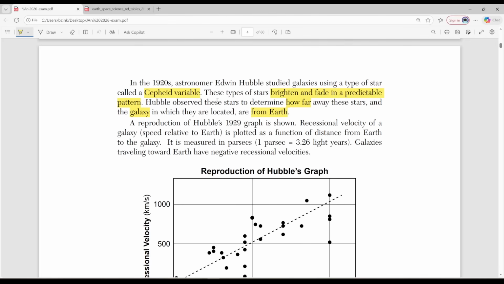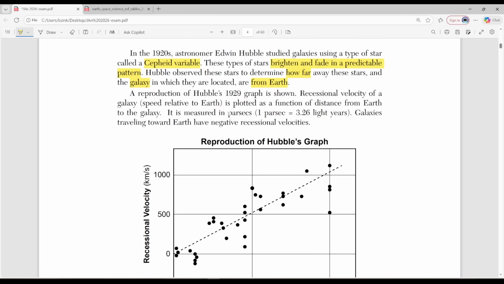Okay. A reproduction of the graph is shown. Recessional velocity of a galaxy, so the speed, is plotted as a function of distance from the Earth to the galaxy. It's measured in parsecs, so that's just like a distance. Galaxies traveling toward Earth have negative recessional velocities. Okay.